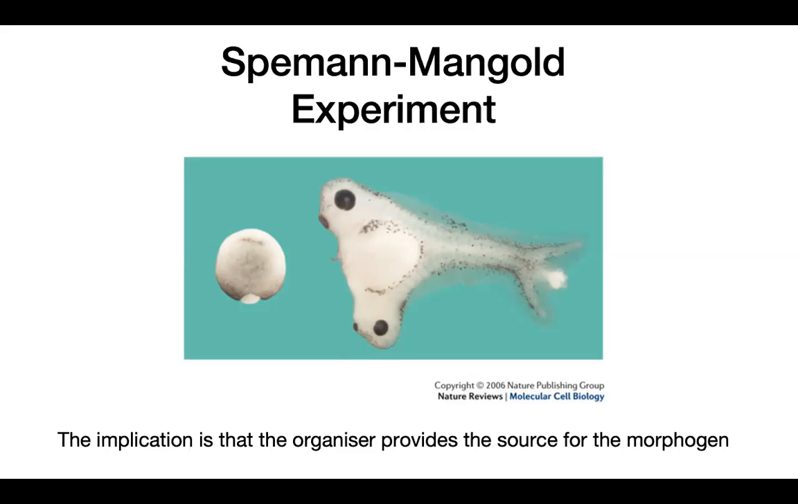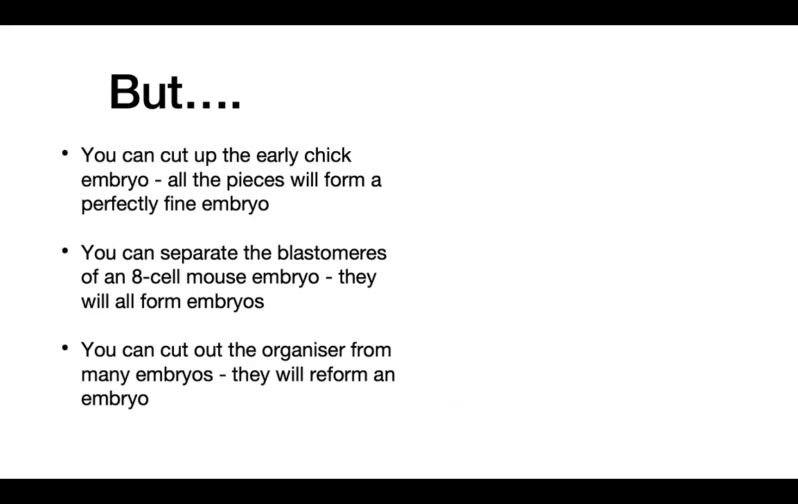There are various experiments that support this in great detail, but there are some complications. And so the idea of the organizer providing the source for the morphogen is correct in general terms, but let's get a little bit more involved and go into a little bit more detail. The problem with these experiments and this kind of conception in the first place is the following observations.